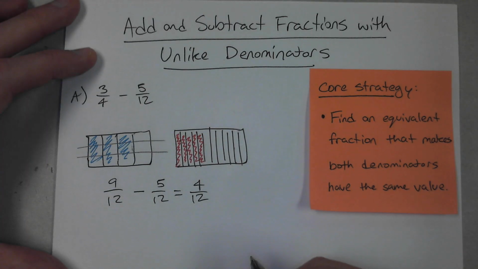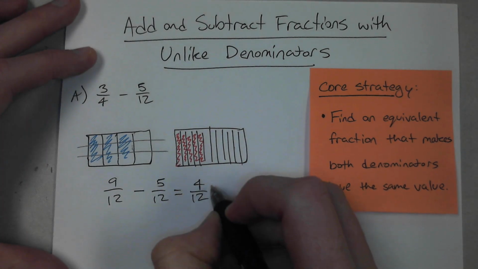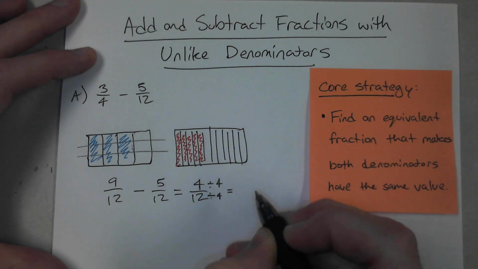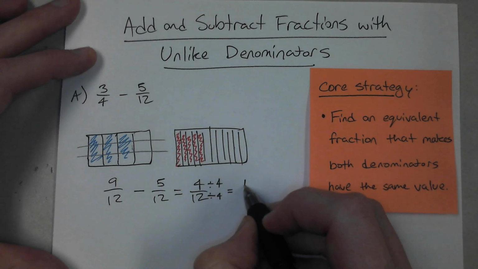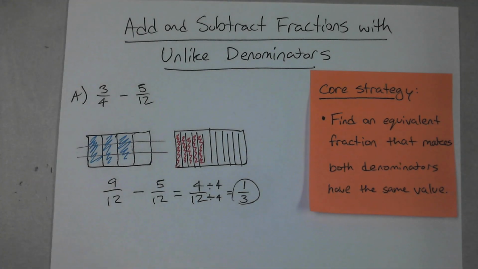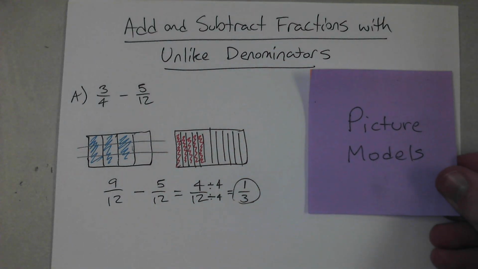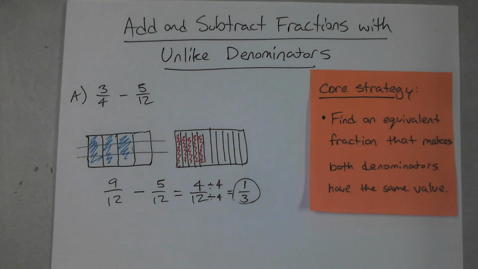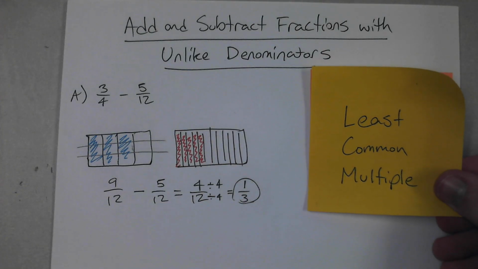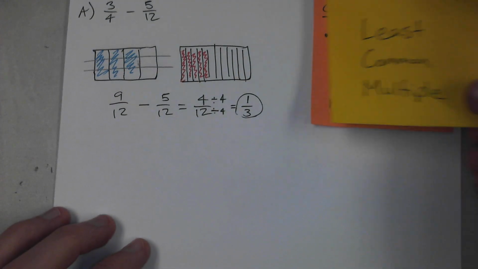We can take this a step further by simplifying. 4 and 12 have a factor of 4 in common. If we divide both by that factor, numerator and denominator, we get 1/3. Our first model here is called a picture model, but there's another method that's even more efficient. It's called least common multiple, or just common multiple. Let's see how that works.